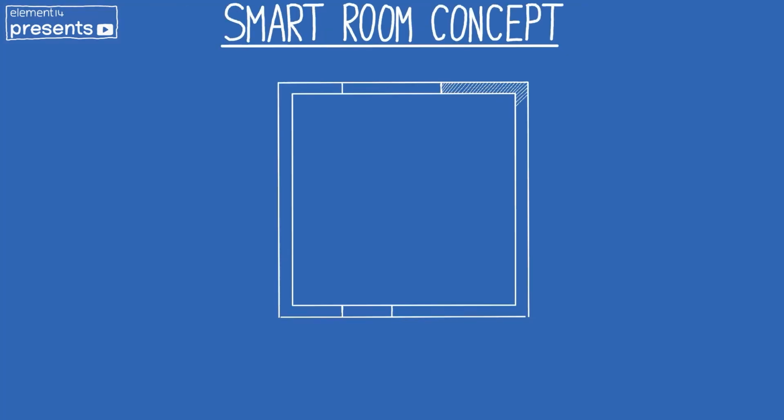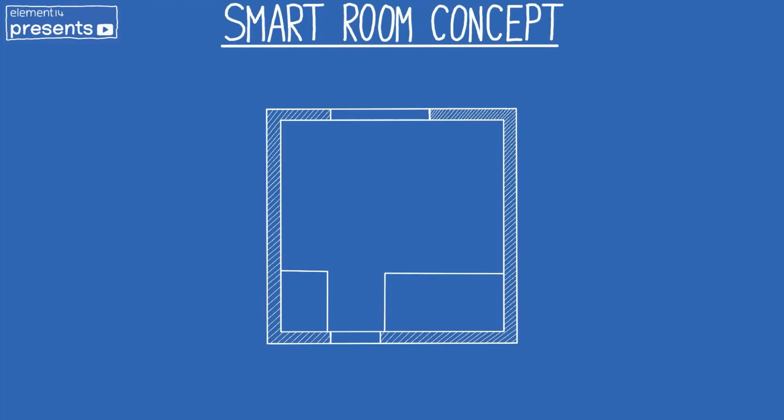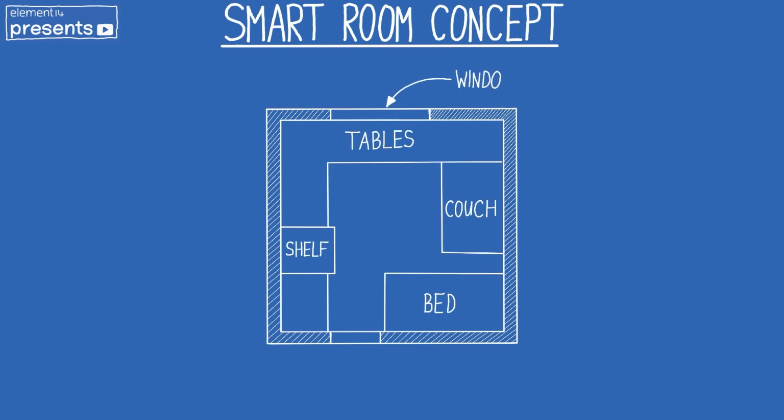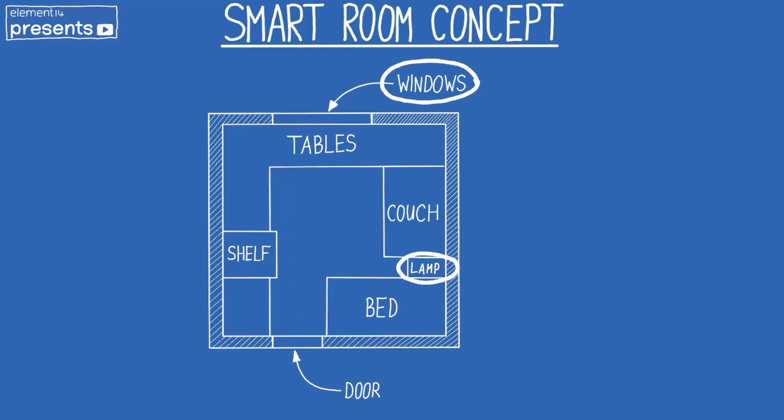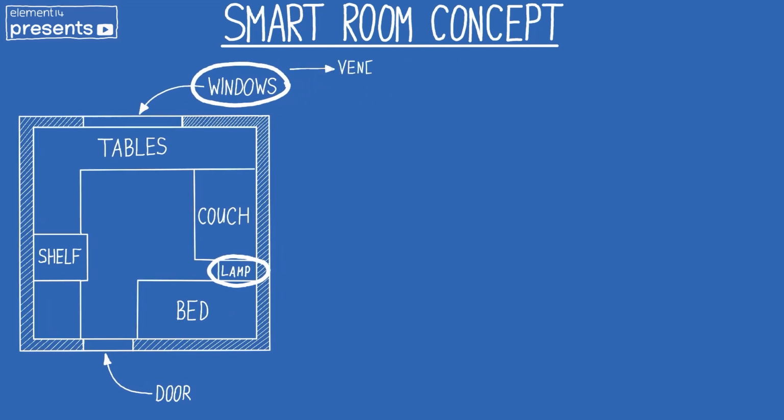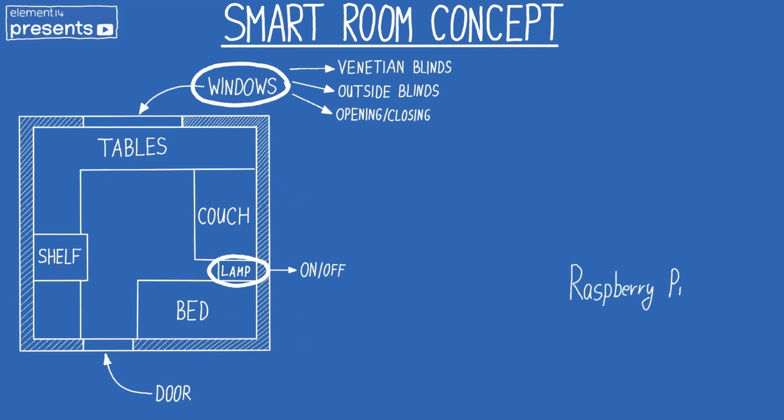I'll begin with the layout of my room. So first the furniture. Of course we have the bed, the cupboard, the tables, the shelf and the couch. So the main things I want to control here are the lamp and the windows. So for the windows we have the Venetian blinds, the outside blinds and the opening and closing of windows, and I want to control the light on and off.